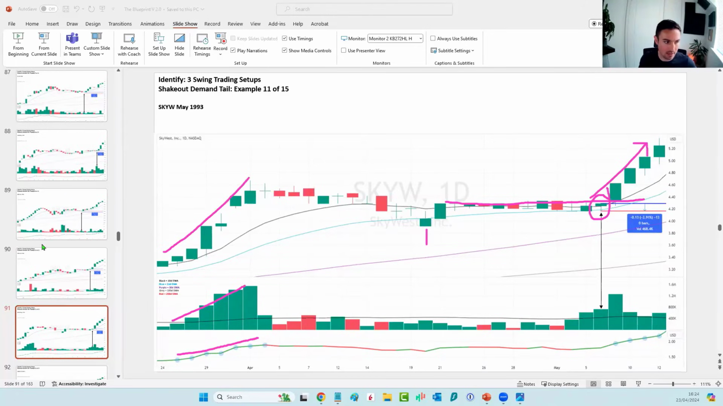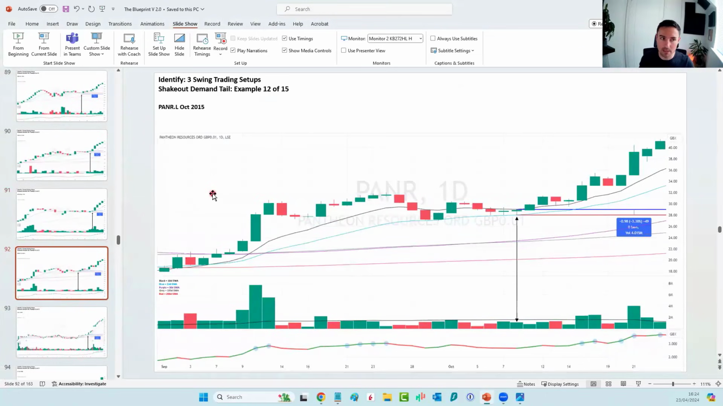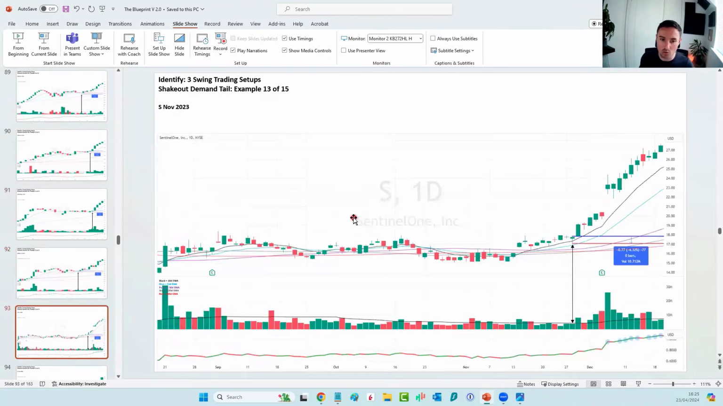Let me just clear these drawings and get this one again. Let me go through these a little bit quicker. Okay, Pantheon Resources, a UK stock. You won't just see it on US stocks, it's UK stocks, Indian stocks, cryptocurrencies, as we're going to do. It's everything, it's commodities, it is everything. It's supply and demand that you're seeing in front of you.